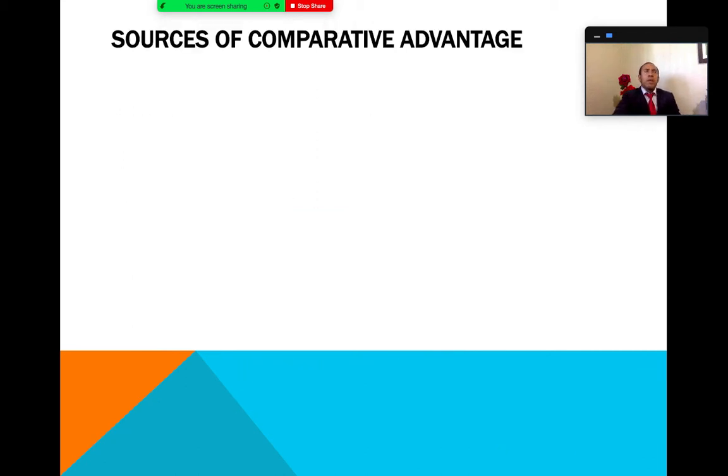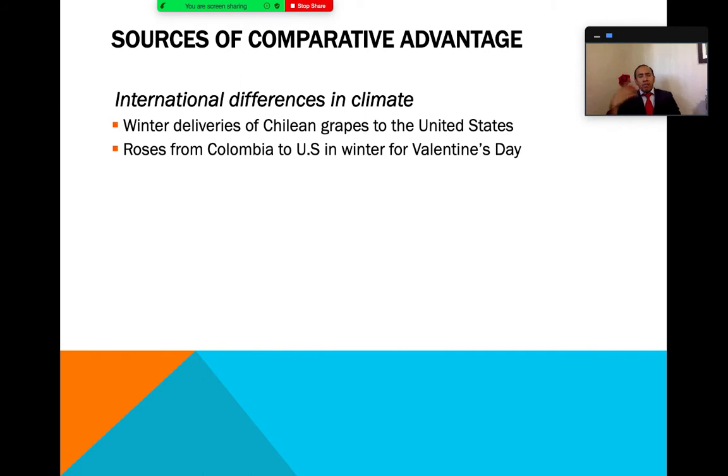Now, what provides countries with comparative advantage or low costs in the production of goods? Well, some countries have international differences in climate. Some countries are endowed with different climates, with different abilities to produce based on their tropical regions, the location of where they're located on the earth. So, for example, we get winter deliveries from Chile to the United States during the winter season.